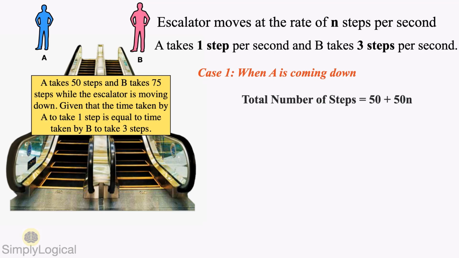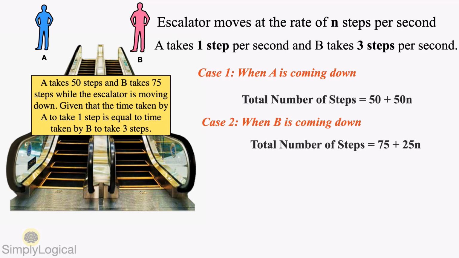So in case 2, when B is coming down, B will take 25 seconds to complete 75 steps. In 25 seconds, the escalator would have moved 25n steps. In this case, the total number of steps on the escalator can be represented as 75 plus 25n. So the total number of steps on the stationary escalator is a constant. Combining case 1 and case 2, we can represent the equation like this: 50 plus 50n equals 75 plus 25n. This is because the number of steps is constant.